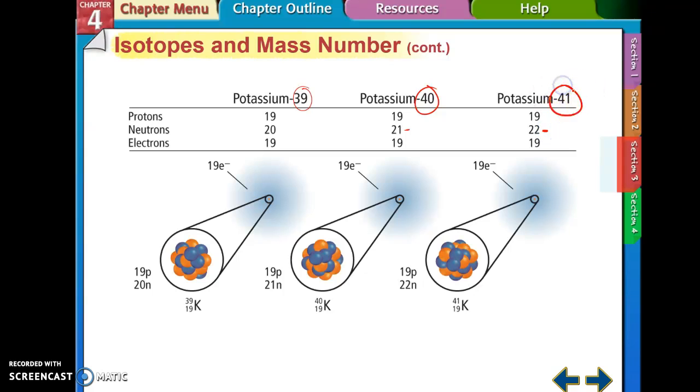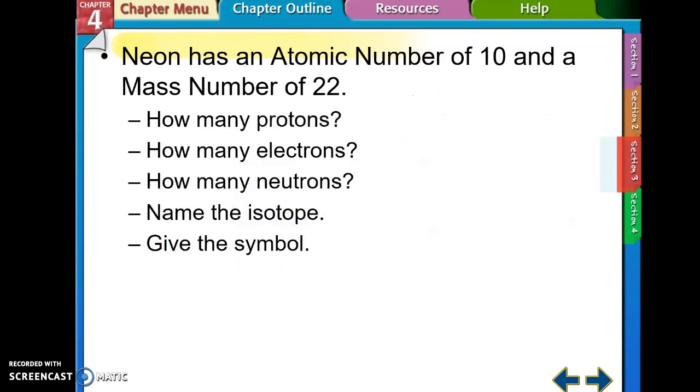That's why it's potassium-41. If you look on the periodic table, potassium, which is element 19, has an average atomic mass of 39.1. That is because it's a weighted average, which we're going to talk about. But I can figure out the number of neutrons based on the mass number.